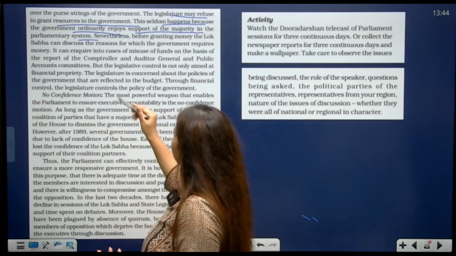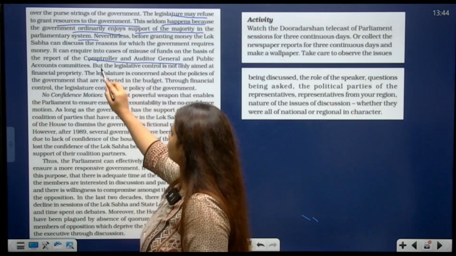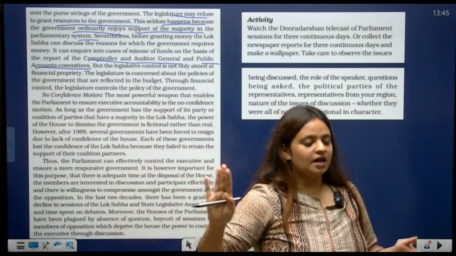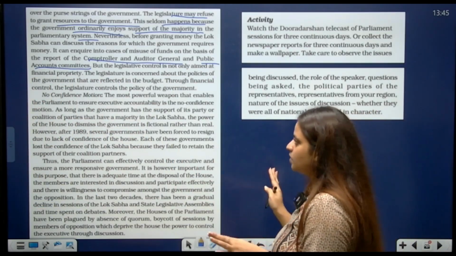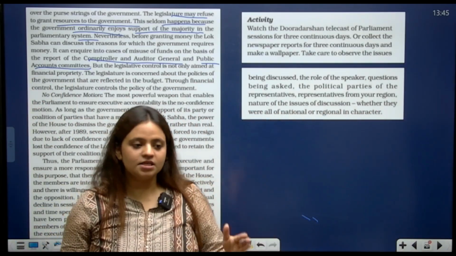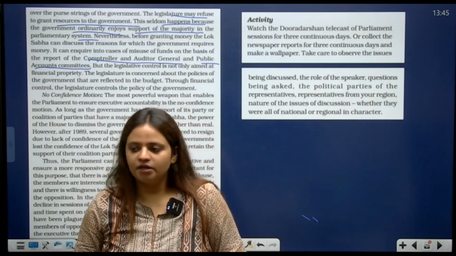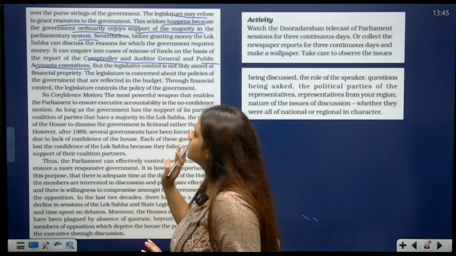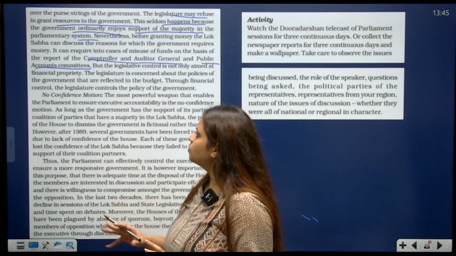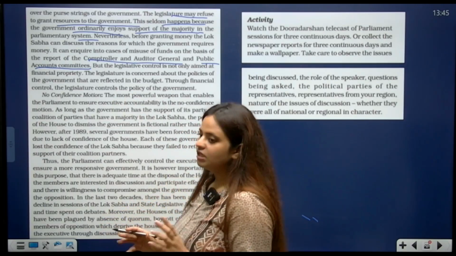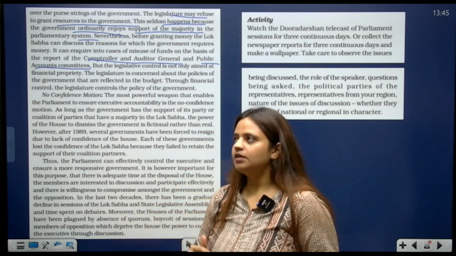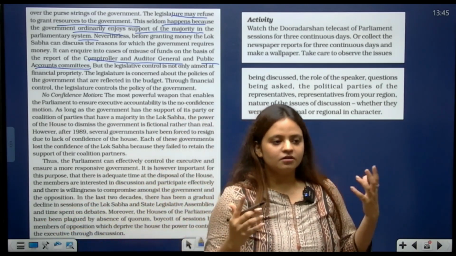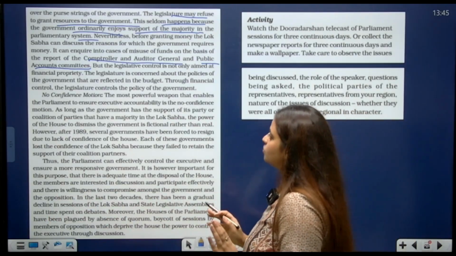So what we have is the CAG, which is the Comptroller and Auditor General, and the Public Accounts Committee. What is the work of the CAG? It audits the reports of the government. It sees whether whatever expenditure is done by the government is just or not. If the government has misspent or overspent something, the CAG or the Public Accounts Committee gives a report on the workings of the government, and it tells whether the allocation of funds spent by the government is just or not.